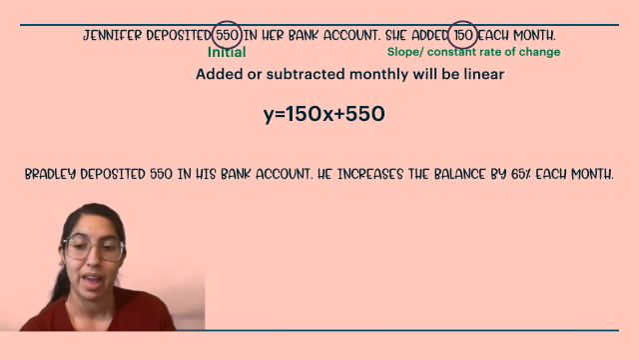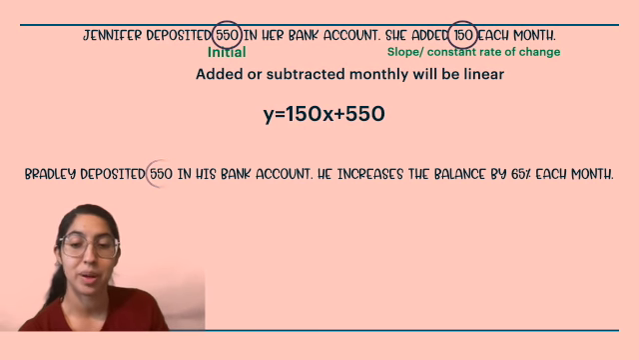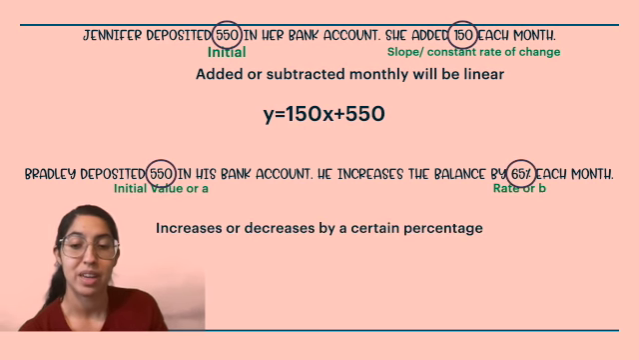Okay? And next one, it says Bradley deposited $550 in his bank account. He increases the balance by 65% each month. So I have $550 is my initial value, or my a, and my rate is 65%, or b. So it increases or decreases by a certain percentage. So let's plug this in. That is y equals 550 times 0.65 to the power of x.